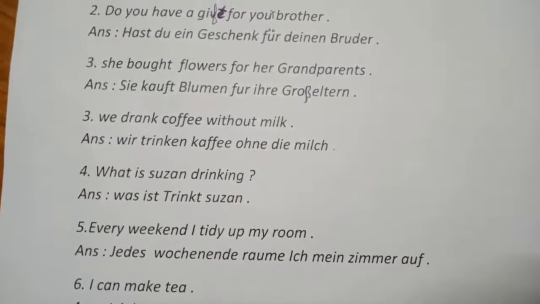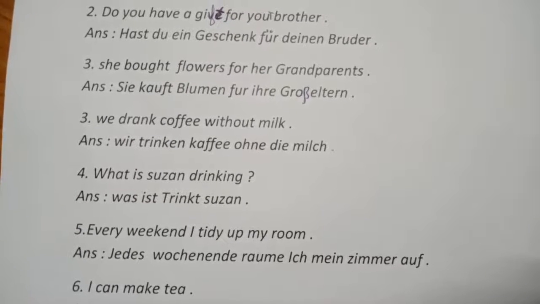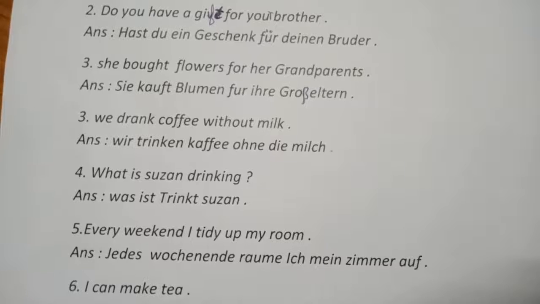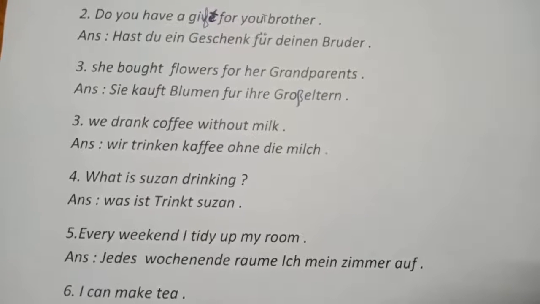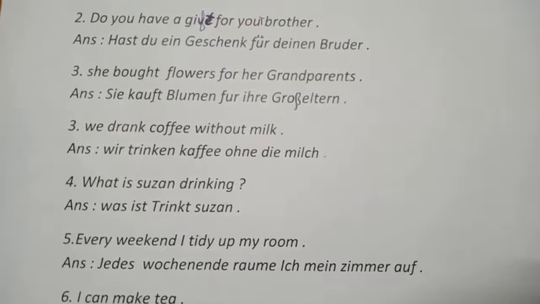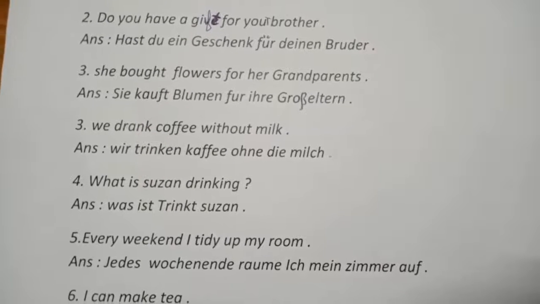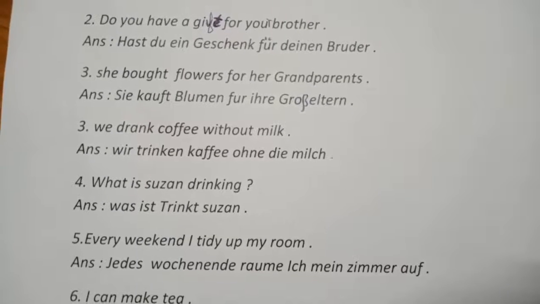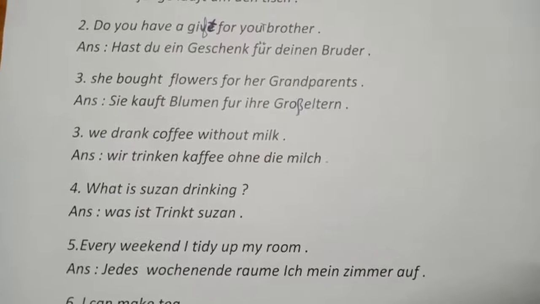She bought flowers for her grandparents. Sie kauft Blumen für ihre Großeltern. Remember there is an E at the end, so ihre. Großeltern is grandparents. Eltern is parents. Groß is grand. Groß is also known as great in other sentences, but right now we are using Großeltern, grandparents.